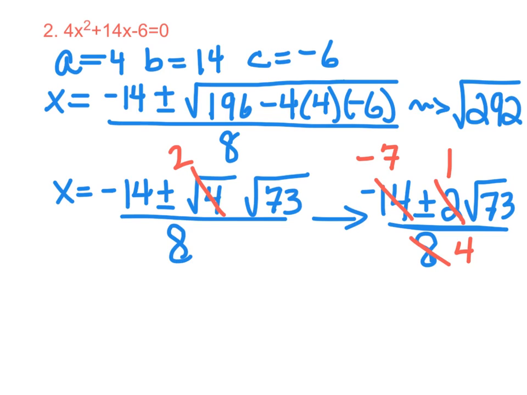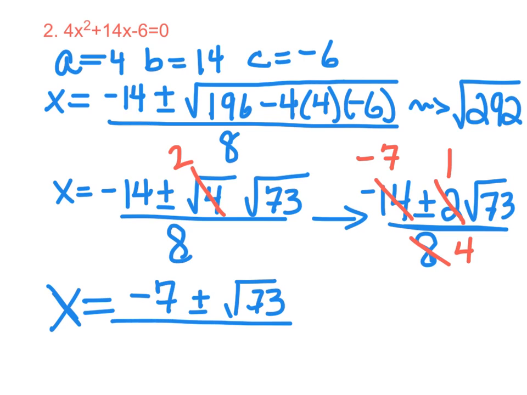So then my final answer for this will be x equals negative 7 plus or minus, now you can write 1 radical 73, I'm just going to write radical 73 though, and that whole quantity is over 4. Then you're going to look at your multiple choice answers and you'll see that that's choice C.